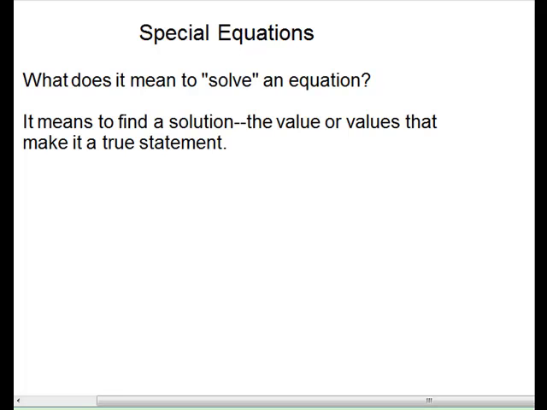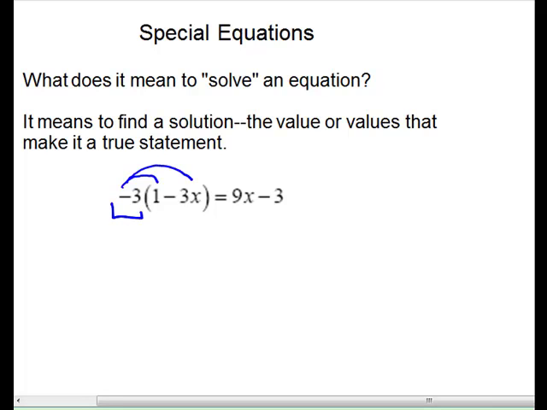Special equations. What does it mean to solve an equation? It means to find a solution, the value or values that make it a true statement. Let's try to solve this equation. So first we will simplify on the left by distributing the -3.